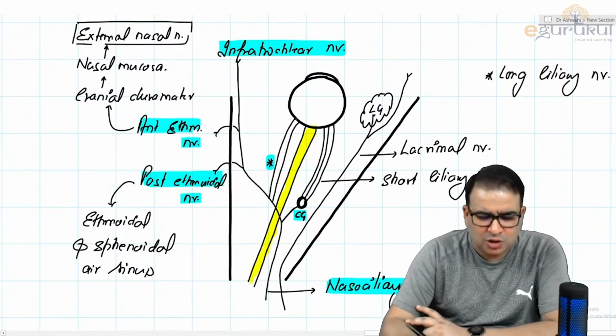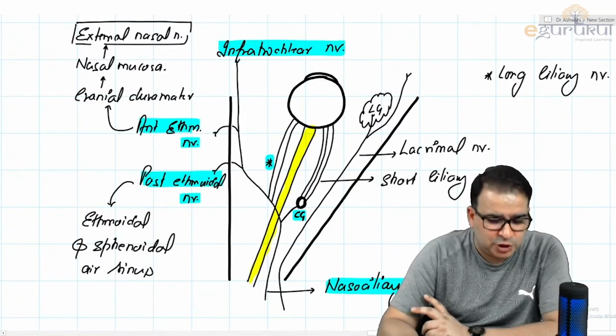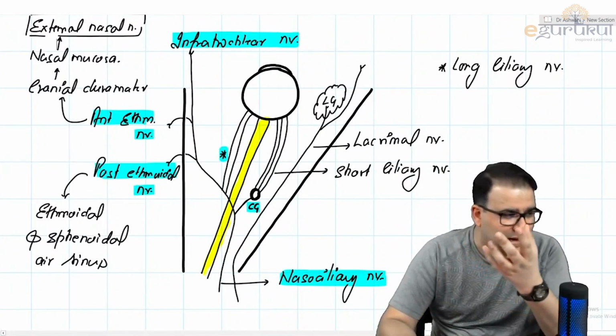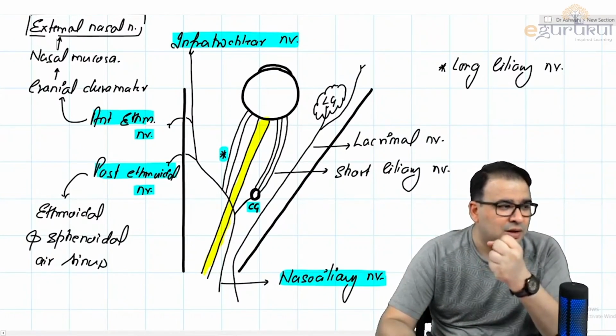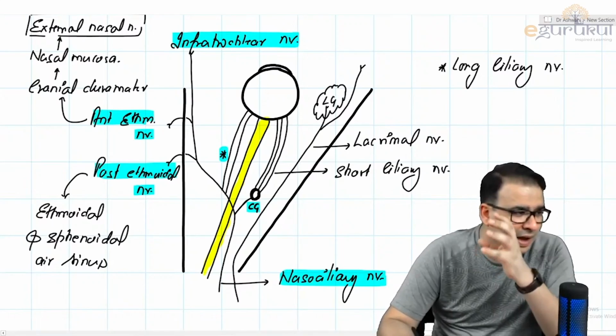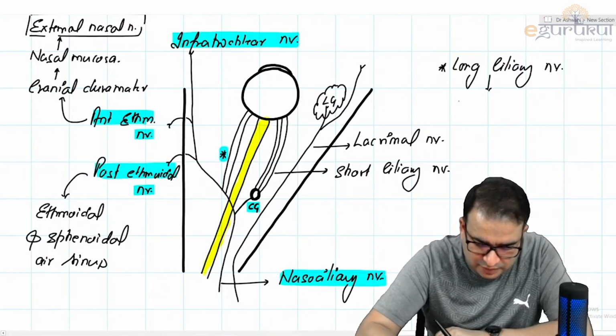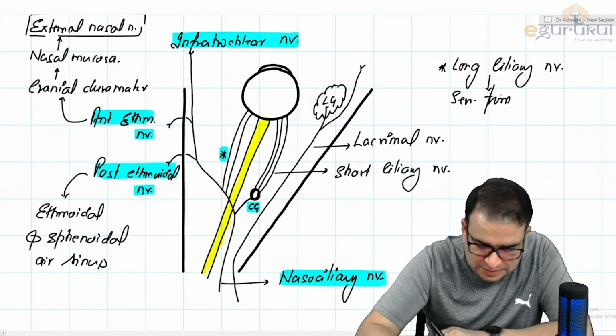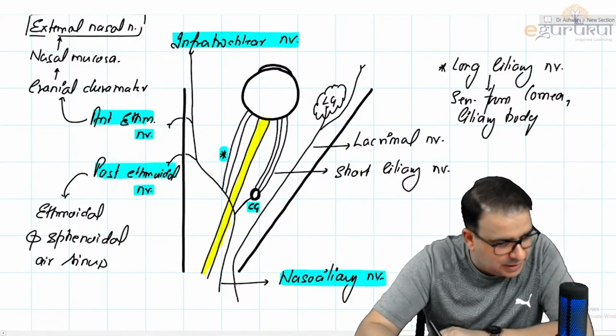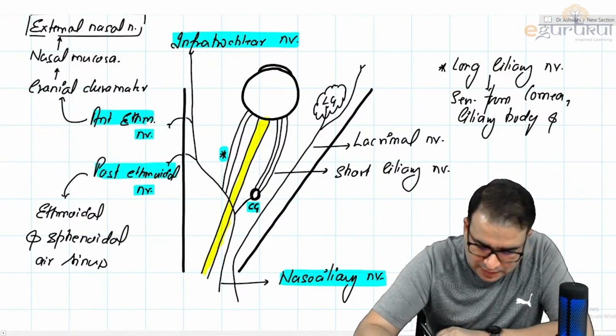Long ciliary nerve. Now, what is the function of the long ciliary nerve actually? The function of the long ciliary nerve is basically carrying sensory fibers from the ciliary body, iris and the cornea. They are carrying sensation from the cornea, from the ciliary body and iris.